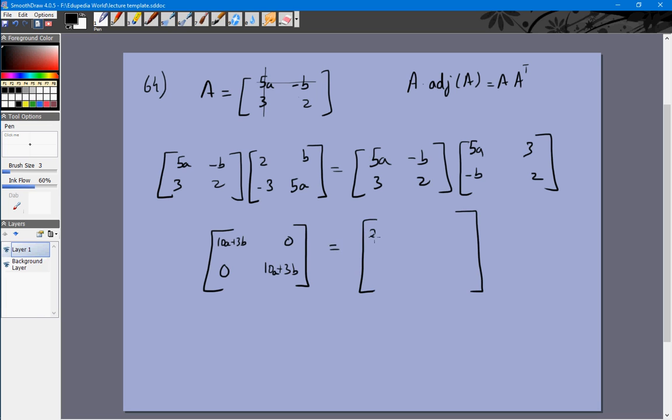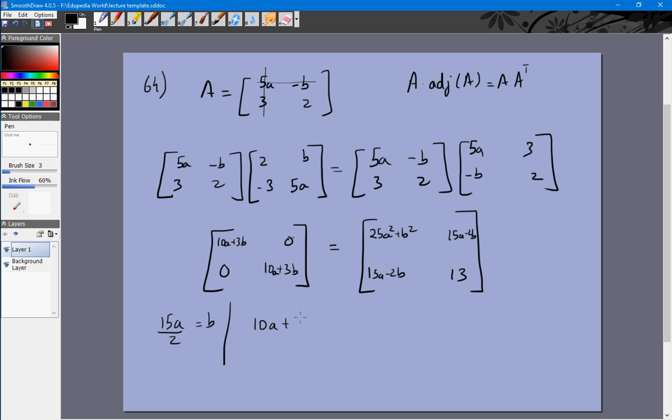These two terms give me 25a squared plus b squared. 5a plus b times 3 and 2 gives me 15a minus 2b. 3 2 times 5a minus b gives me again 15a minus 2b, and this just gives me 9 plus 4, which is 13. So the first equation we get is 15a minus 2b is 0, that is for these two values. 15a minus 2b is 0, or 15a by 2 is equal to b. The second equation would be 10a plus 3b is equal to 13.